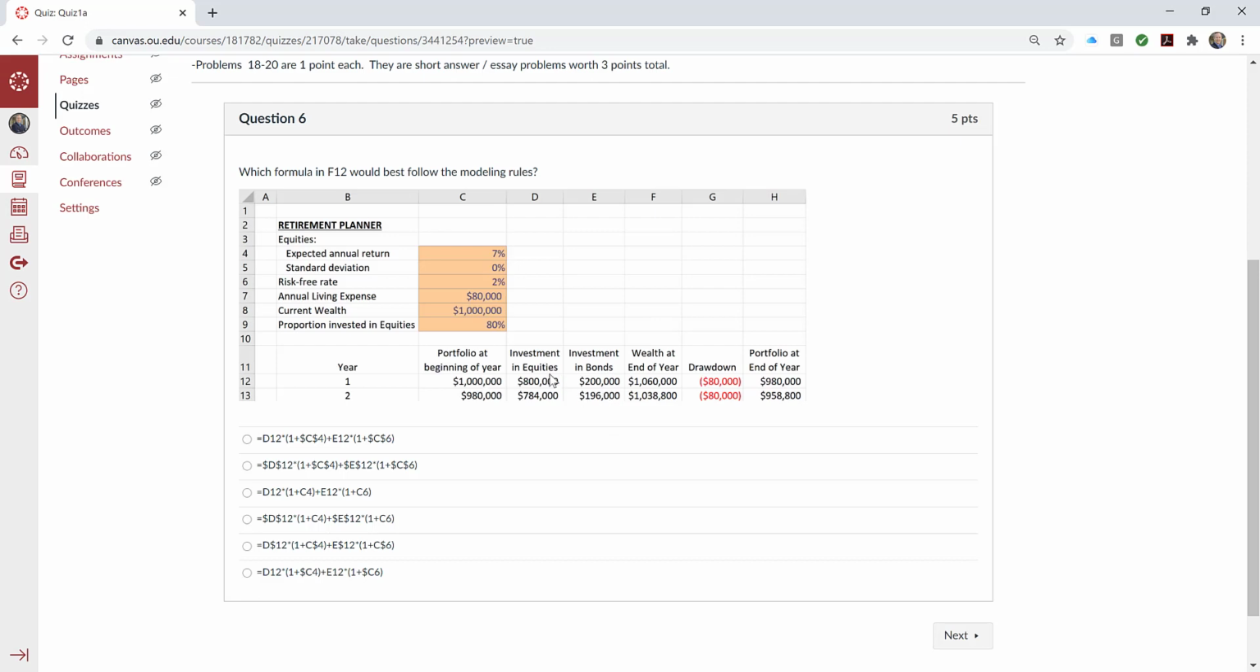And so if I'm dealing with D12 and E12, do I want any dollar signs on them so I can copy it down? No. So I can rule out anything that has dollar signs on the 12. Now, if I'm also dealing with C4 and C6, do I want those to move up and down? No. The 4 always needs a dollar sign and the 6 always needs a dollar sign. And so I can scan through here quickly and say, it's actually the first one on my list where the 12s don't have dollar signs and the 4 and the 6 do. So I'm finished with that problem.